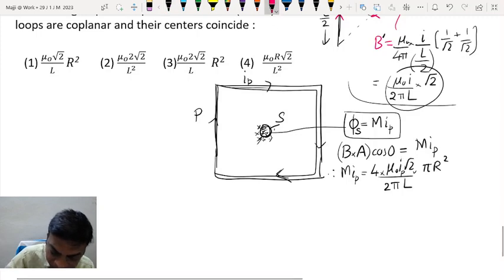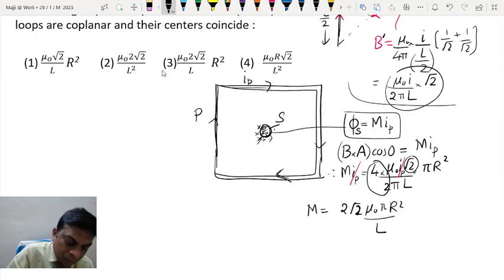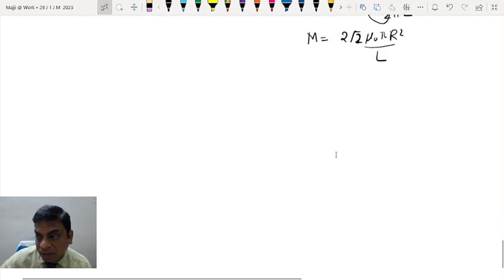So IP gets cancelled as you can see, and finally we are left with 2 root 2 in the numerator. This 2 comes from here and root 2 is already there. 2 root 2 mu 0 pi r square by L. So correct option is the third option. This is how we find.